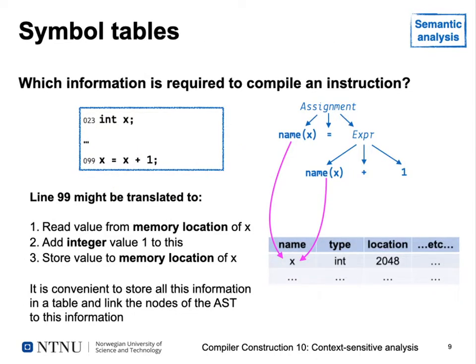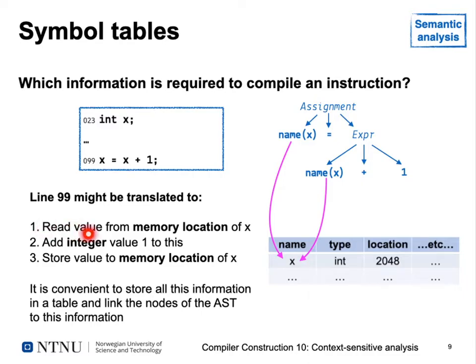So this other way to do this is to introduce symbol tables. So we need to ask ourselves which information is actually required to compile an instruction. Let's take a look at that example here. We have a declaration of an int variable x here, and further down we have an arithmetic expression that just adds 1 to x and assigns the result back to x.